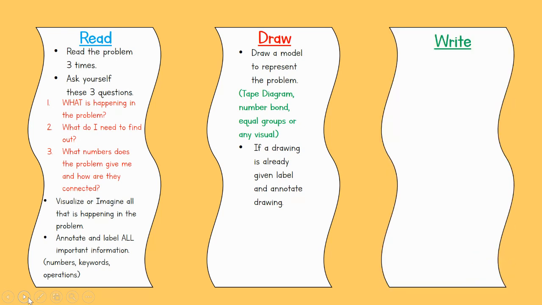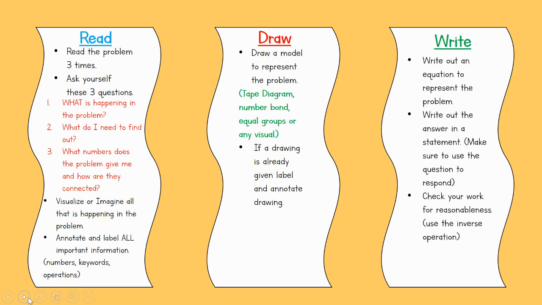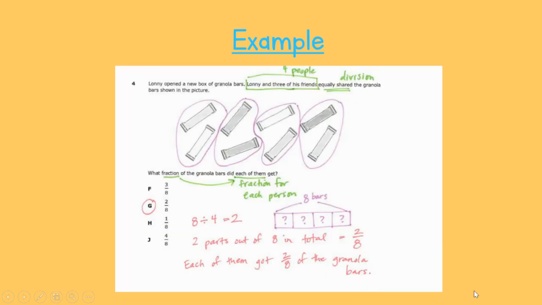After drawing, we have to write. We write out an equation to represent the problem. Write out your answer in a statement and make sure that your statement is responding to the question that is being asked in the problem. We check our work for reasonableness by using the inverse operation. The inverse operation is also known as the opposite operation. The opposite of addition is subtraction, the opposite of multiplication is division, and vice versa.